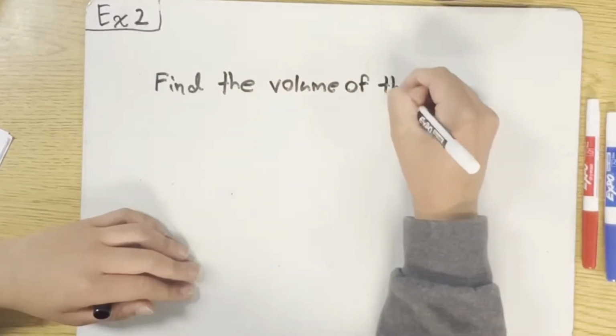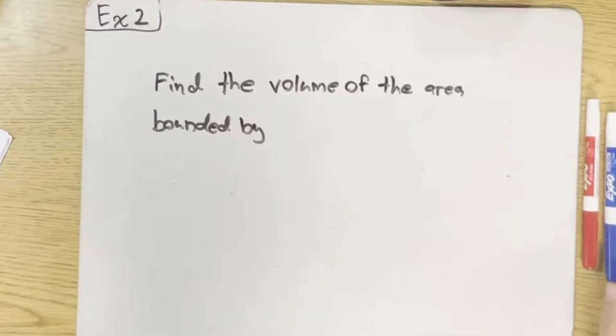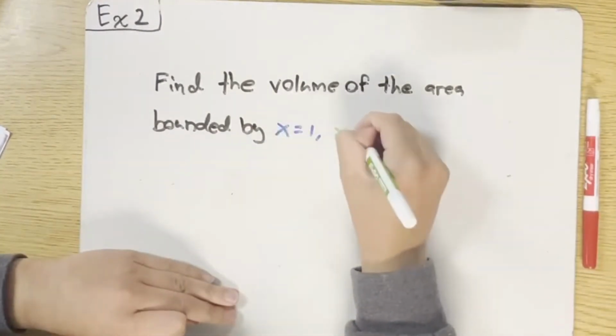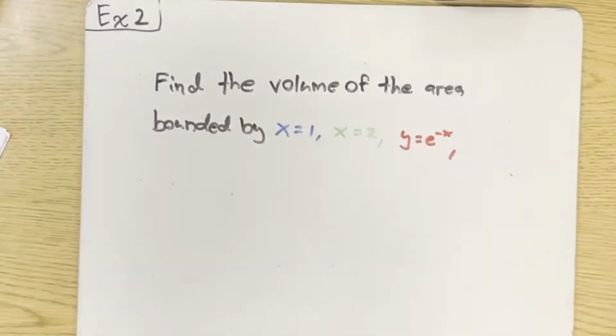For example 2, we are going to be finding the volume of the area bounded by the functions x equals 1, x equals 2, y equals e to the power of negative x, and y equals 1. All of these functions will be rotated about the y-axis.